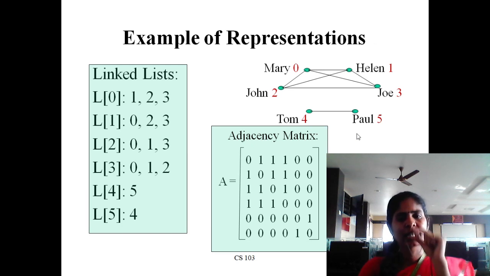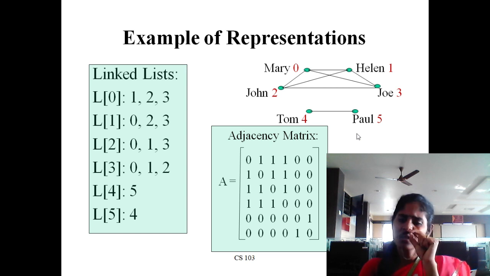Okay, this is an example of an undirected graph. In this example, Mary, Helen, John and Joe, four nodes, are available. There is no arrow mark representing direction between the connectivity. So Mary is connected to Helen, Helen is connected to John, as well as Mary is connected to Joe, likewise.